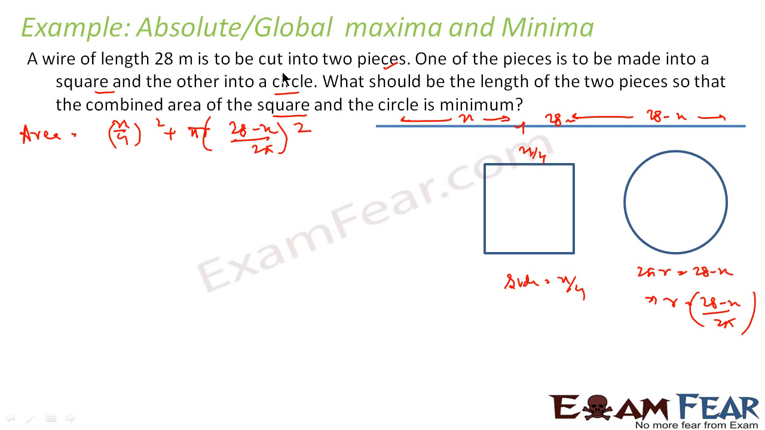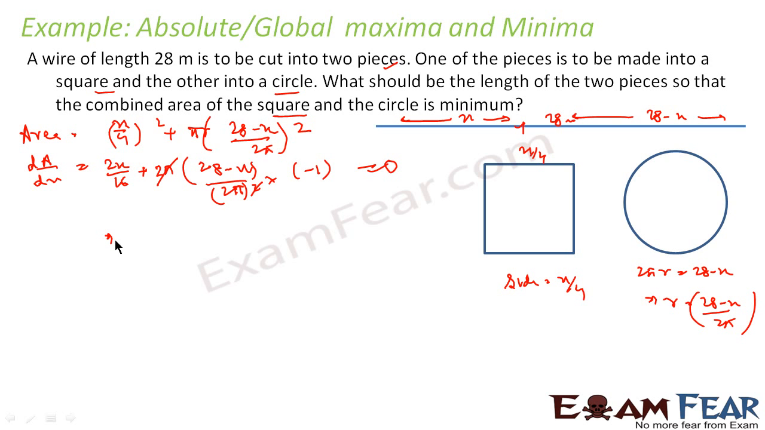So dA by dx you have to find here, and that will be equal to: x squared becomes 2x, over 16, plus pi into 2 into (28 minus x) over (2 pi) squared, and this into minus 1. Correct? That's what it will become, and 2 pi cancel. So this will be dA by dx, and this will be equal to 0 for the minimum value of x.